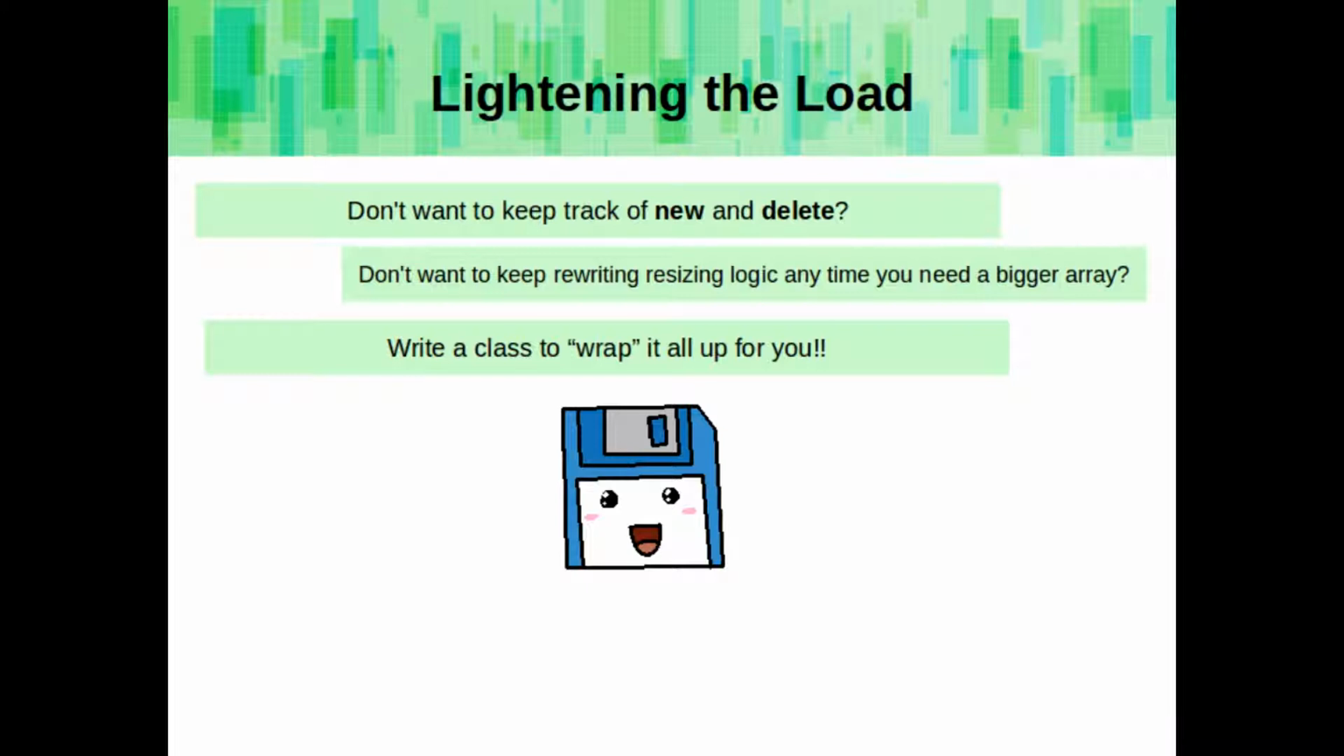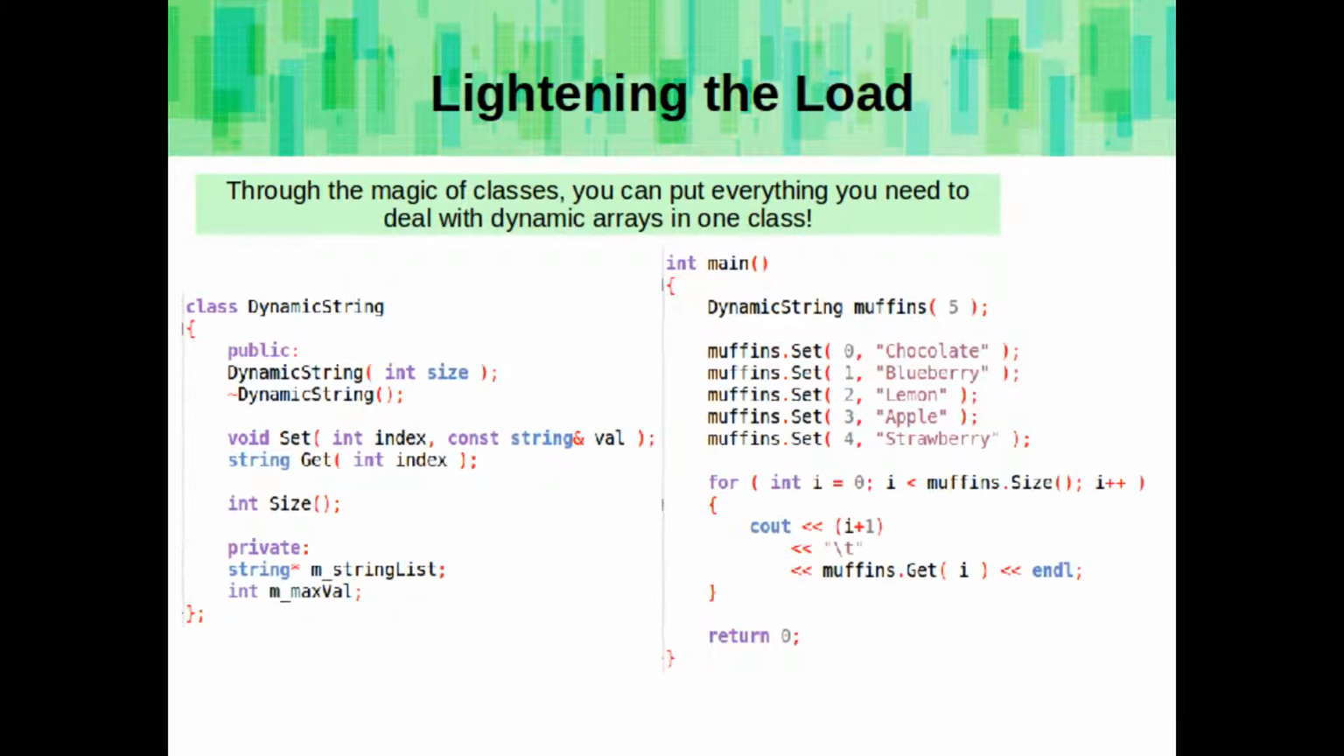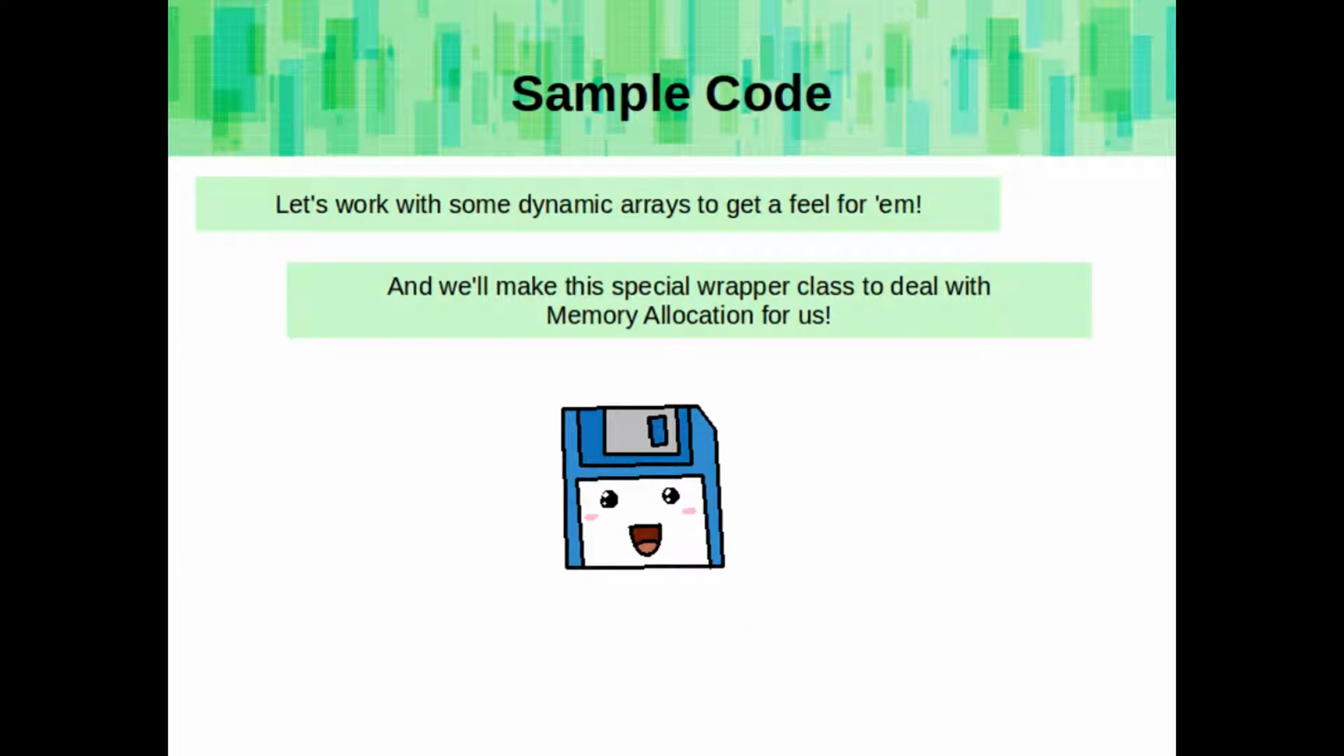So, if we don't want to keep track of new and delete, and we don't want to keep rewriting resize logic every time we need a bigger array, why not wrap it all in a class? Through the magic of classes, you can put everything you need to deal with dynamic arrays in one class. So let's work with some dynamic arrays to get a feel for them. And let's write a special wrapper class to show how we can use classes, their constructors and destructors, to handle a lot of the dynamic functionality for us.